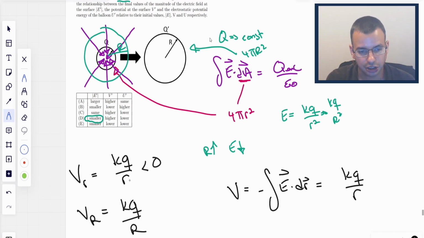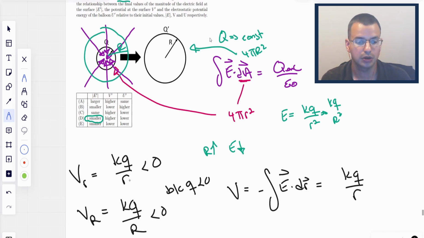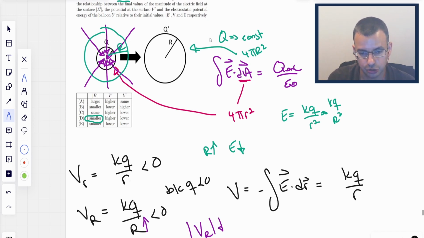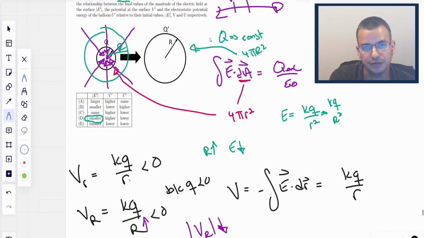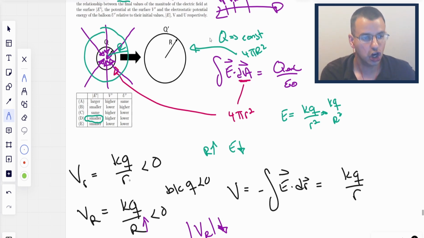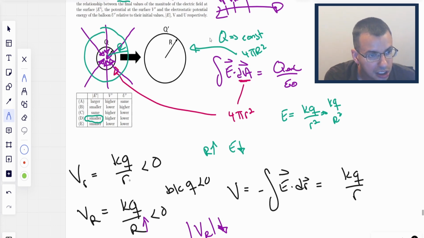And both of these are going to be less than 0 because Q is less than 0. So as R goes bigger, the magnitude of the voltage goes down. But what that means, since it's negative, is it's getting closer to zero. So if we do a number line, this is 0, this would be voltage big R, this would be voltage small r. So voltage big R is actually going to be larger. Let's see, smaller, higher. So it's going to be this one.